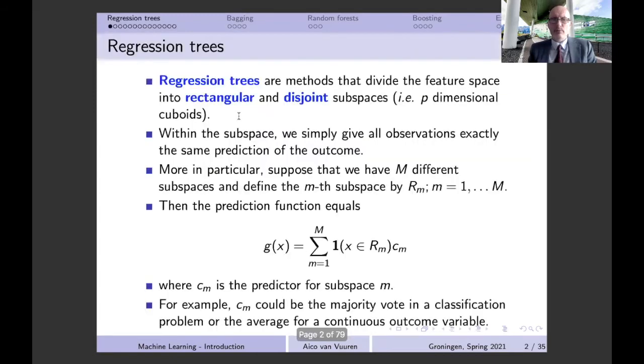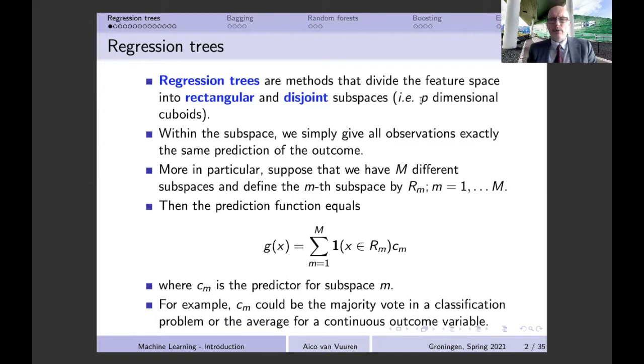But that, of course, brings me once again back to these regression trees. I can say a lot about them, and the first part of this video is going to be completely about regression trees. First thing I can say is that they are methods that divide the feature space, the total support of our features, into rectangular and disjoint subspaces. These are usually called p-dimensional cuboids.